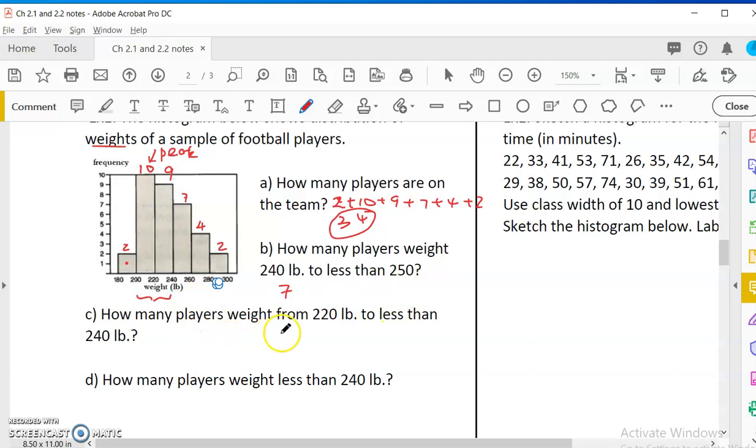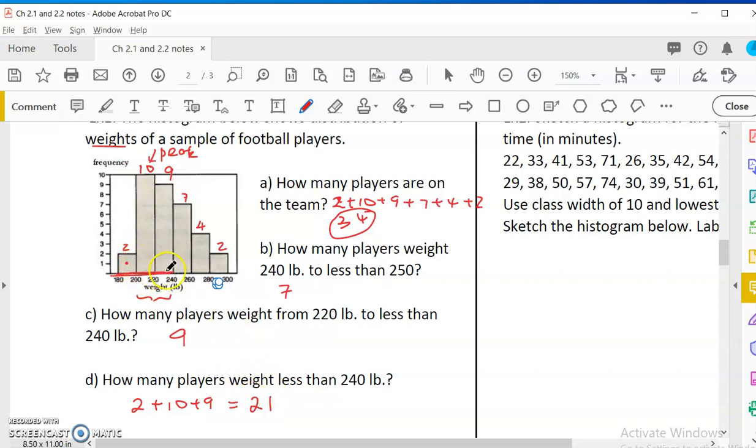How many players weigh from 220 pounds to less than 240? So that would be this class, right? So that's 9. How many players weigh less than 240? So all less than 240 is here, right? All these are less than 240, and we just look at the bars. So that would involve 2 plus 10 plus 9. All these weight data values are less than 240. And there are 9 of them, 10 of them, and 2 of them. So you add them together, 12 plus 9 is 21.